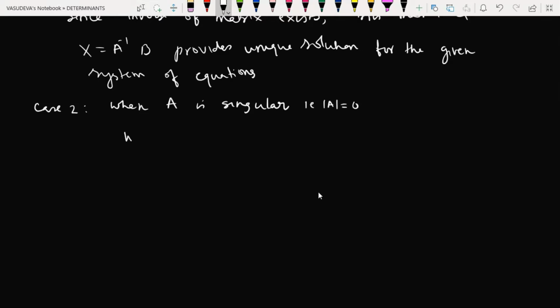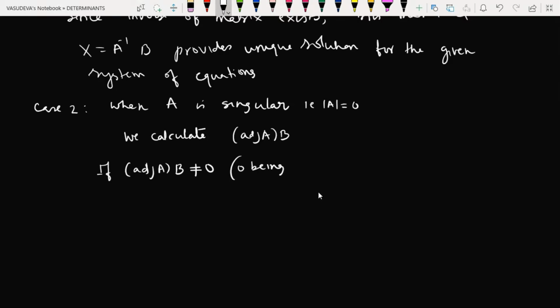So, therefore, in this case we calculate adjoint of A into B when A is a singular matrix. If adjoint of A into B is not equal to 0 matrix, being a zero matrix, then the solution does not exist.